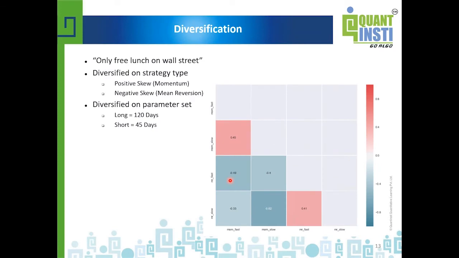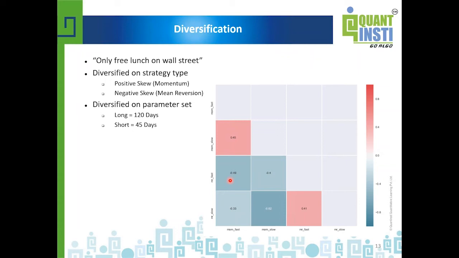So now I get to talk about diversification a little bit. It's the only, quote, free lunch on Wall Street. We have diversified in several ways that are not conventional, I'll say. Most people think diversification means I should add more assets to my portfolio, whether if you're trading a stock portfolio, I should trade more stocks in different sectors, or if you're trading commodities, I should add different types of commodities to diversify. But here we're diversifying on strategy type, positive and negative skew, by having momentum and mean reversion type strategies in it.